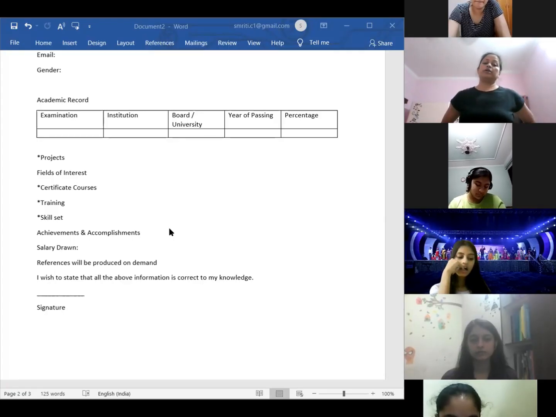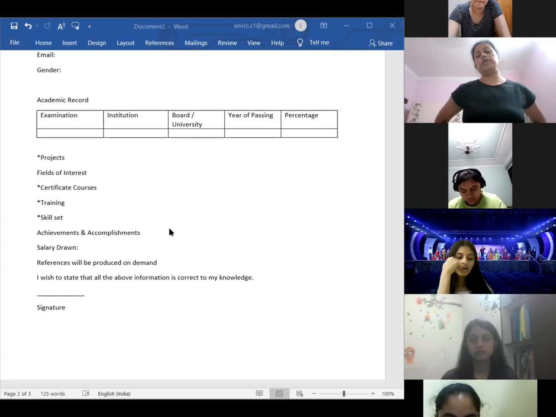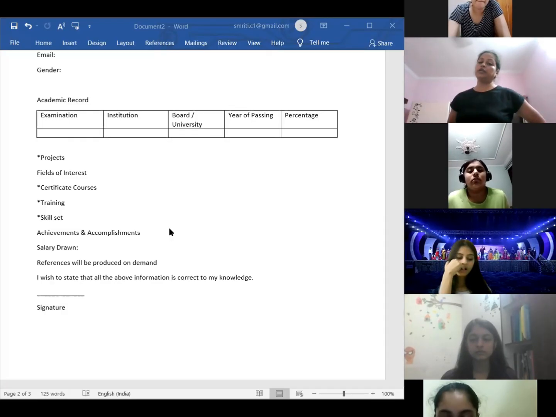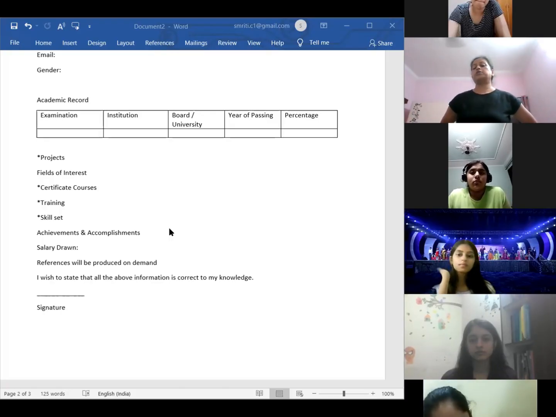Lastly, salary drawn. References will be produced on demand. Normally, we don't put references in the resume, although ज़्यादातर लोग prefer करते हैं कि you should put them in. But if you are putting your reference, then make sure that you talk to the person whose name you are giving for reference.